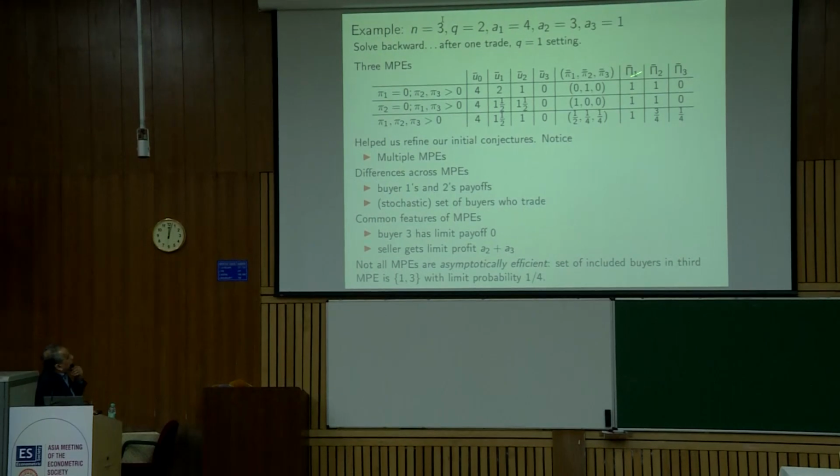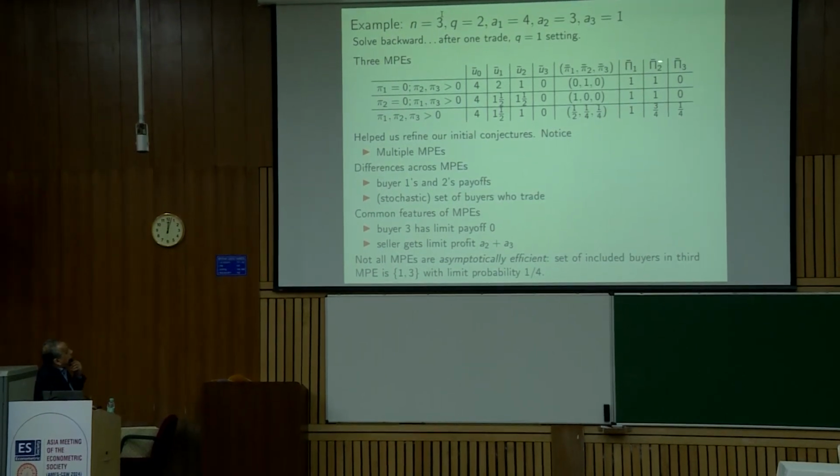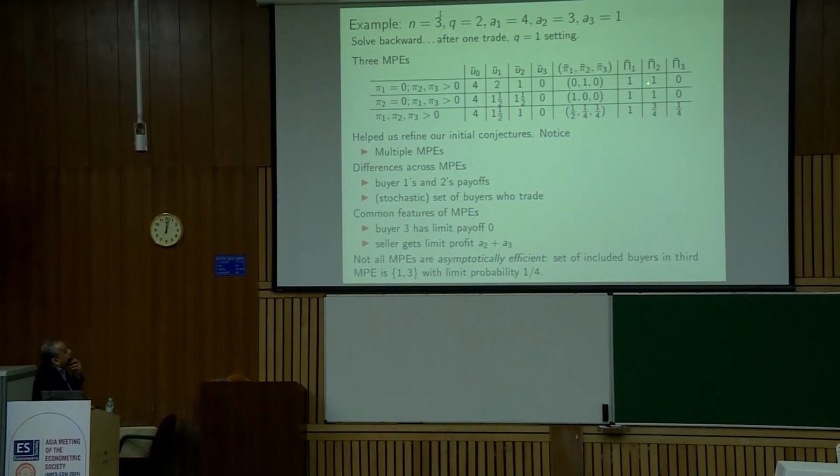So in the first two MPEs, you have efficient trade in the sense of the probability of trade with buyers 1 and 2, who are the higher valuation buyers. Remember that the valuations decline with the index. So this is the probability of trade across the 2 rounds. That's the uppercase pi. And the bar refers to the limit as delta goes to 1. The lowercase pi's are what happens in the first round.